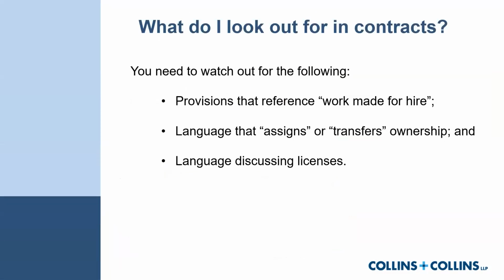So what do you look out for in contracts so that you're always aware of who owns the copyright, whether it be you as the designer, or whether it's being transferred, or it's somebody else's to begin with? These are the key terms that we always want you to be aware of when you're looking through agreements and when you're performing work, because these have a lot of ramifications and consequences as to copyright. The first provision is, as we said, work made for hire. We've already explained that pretty clearly, I think. The second is language that creates an assignment or a transfer with regard to ownership. And the last would be language dealing with licenses.